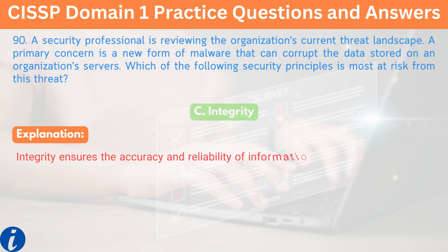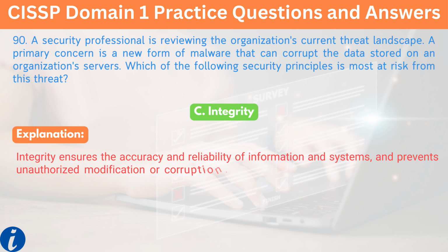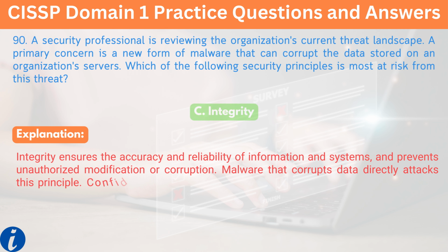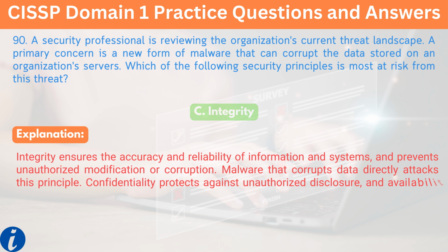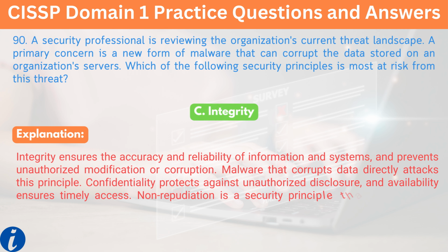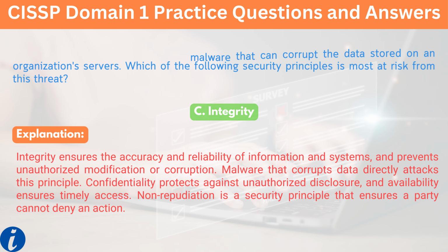Integrity. Explanation. Integrity ensures the accuracy and reliability of information and systems, and prevents unauthorized modification or corruption. Malware that corrupts data directly attacks this principle. Confidentiality protects against unauthorized disclosure, and availability ensures timely access. Non-repudiation is a security principle that ensures a party cannot deny an action.